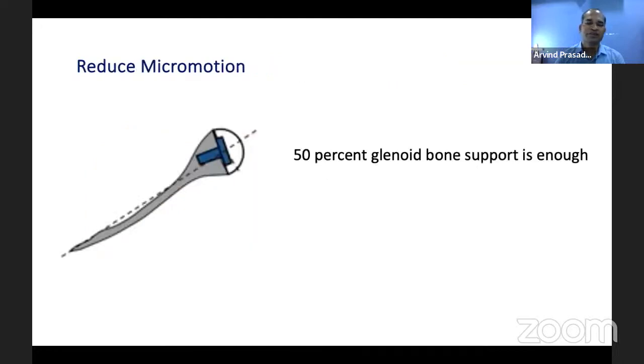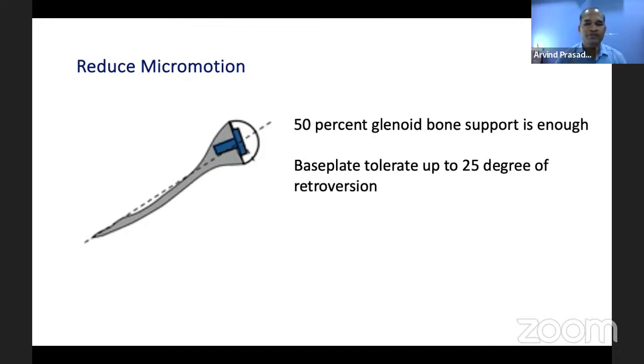And about the placement of the glenoid base plate, even up to 50% of the glenoid base plate supported over the bone is good enough. And anything up to 25 degrees of retroversion is acceptable.